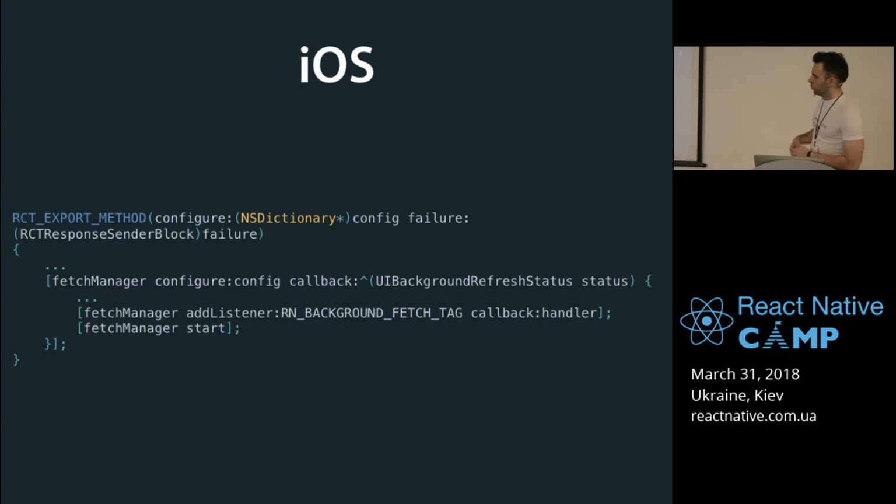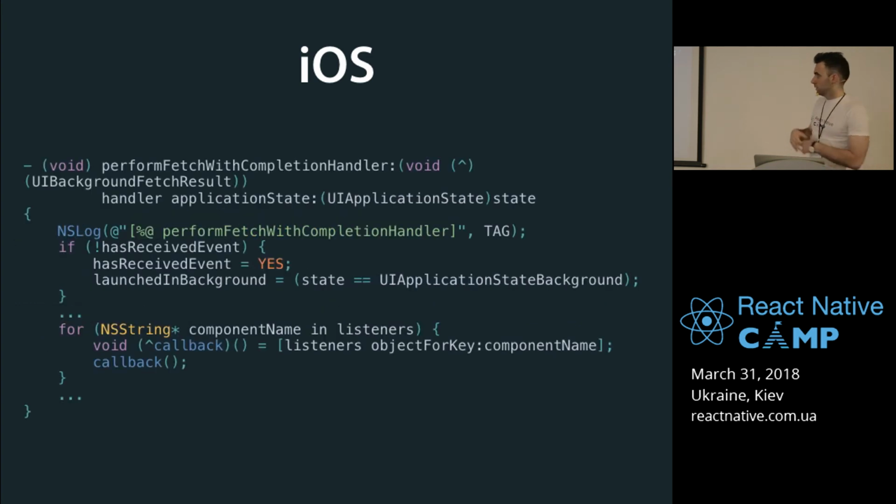So again, under the hood, we have the expose configure method on iOS, and this is how it works natively. When this sync hits, it's time to sync, it will call perform fetch with completion handler, and at this point your app will already be woken up in the background. So it's capable of running your callbacks, which is your JS code.